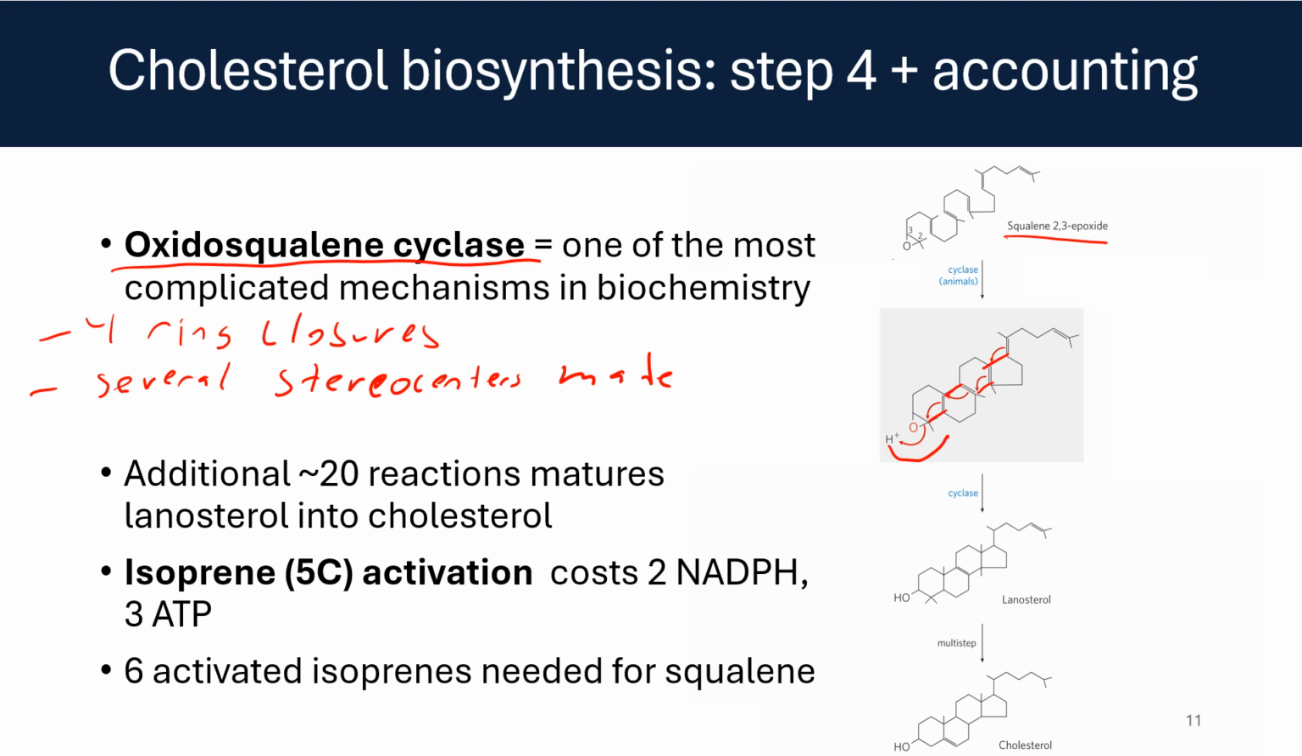Now, here's the final situation. When we have oxidosqualene cyclase do this really elegant reaction, the product isn't cholesterol. It's actually something called lanosterol. So that is the direct product here.